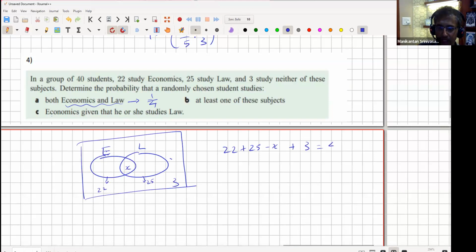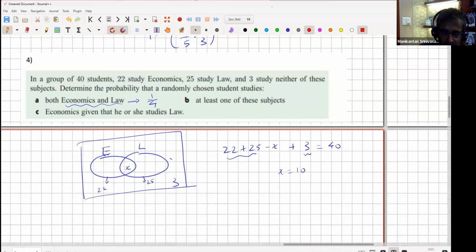Plus 3 is your 40. So we can find what the overlap is, right? From this is 47, 50, therefore X is 10. So there are 10 people studying both, and then 12 exclusively economics. And if I'm making some mistake, please call out, guys. 15 here, and then 3 which is outside. Now with this diagram, anything can be answered.